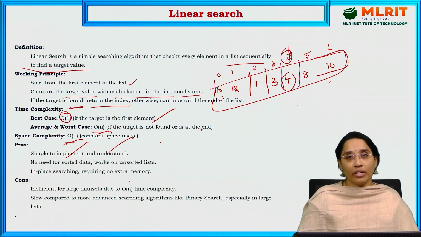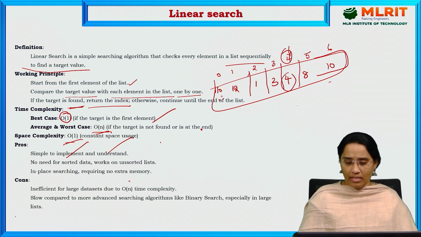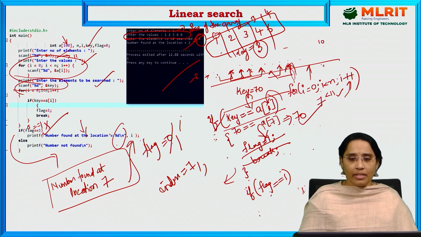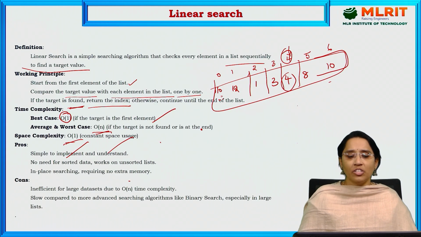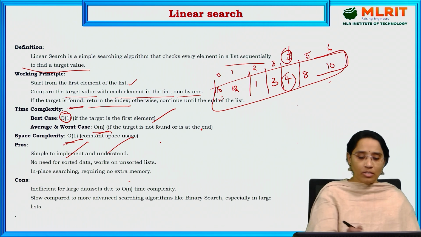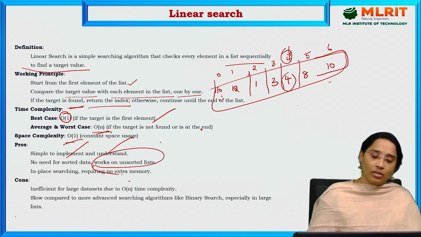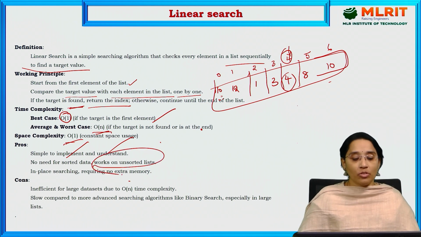No need of sorted data. Yes, one thing here is that you need not sort your array. It can be of any order. Like in the previous example, we took 23, 24, 21, 20 like that. The list is not in sorted order. Some random numbers I have taken. Your list can be of any order. It works on unsorted lists; there is no need for the list to be in sorted order.